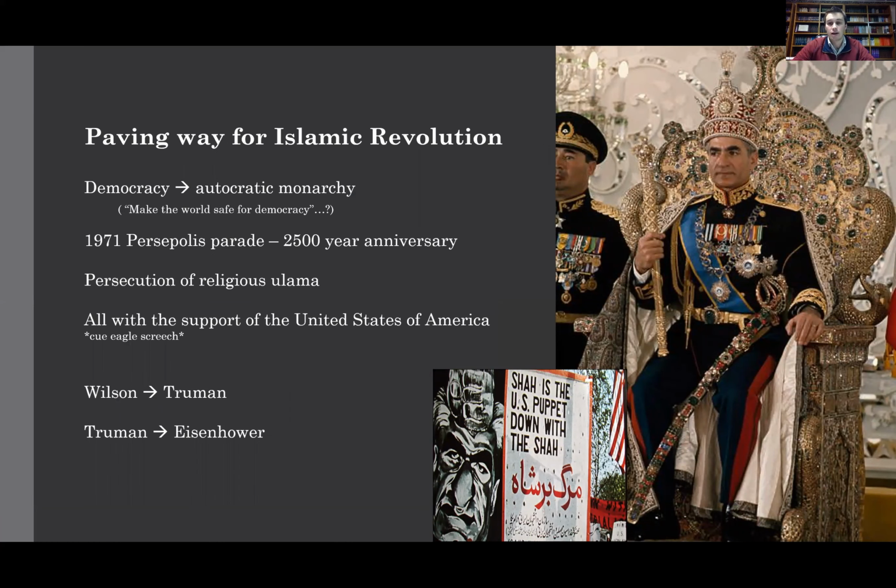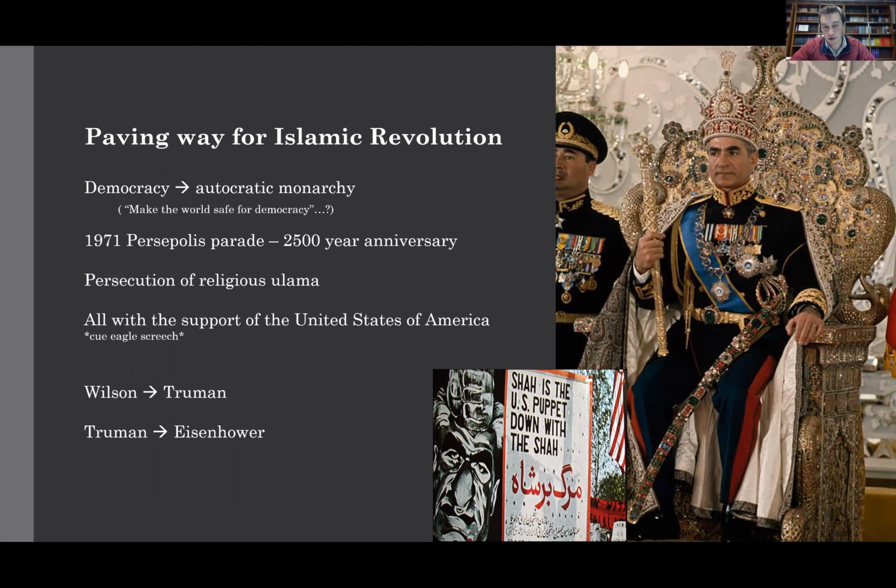And so Iranians pretty much see what's going on, that the United States is using the Shah as a puppet. And so you see Iran evolving from a democracy to an autocratic monarchy, kind of betraying Wilson's idea of making the world safe for democracy.